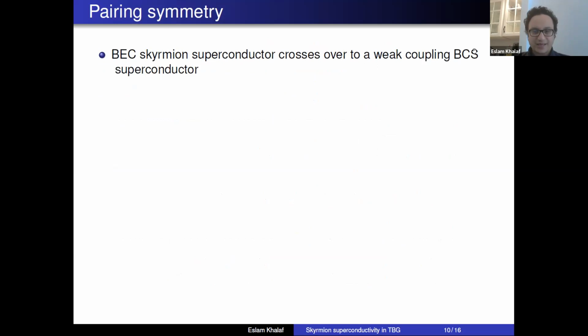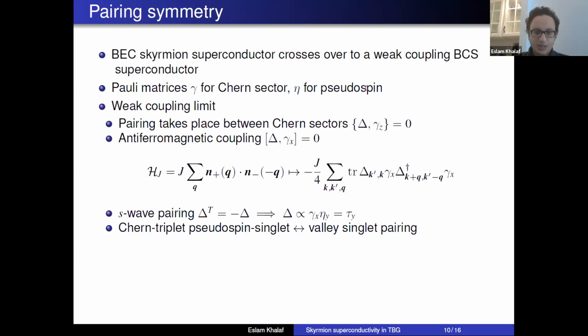And so we can try to ask what would be the pairing symmetry of this weak coupling superconductor. And this can be understood by a relatively simple calculation. Let me first introduce these Pauli matrices, gamma and eta, to denote the Pauli matrices in the Chern sector and the pseudospin sector. And then let's go to the weak coupling limit and see what type of pairing channels are favored by the interactions that lead to the Skyrmion pairing.